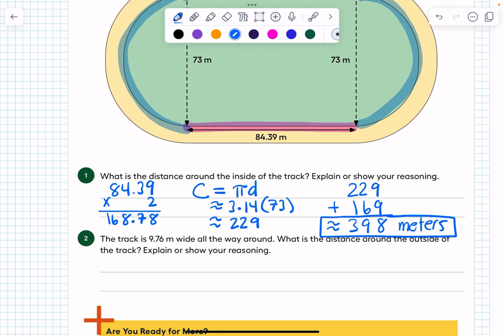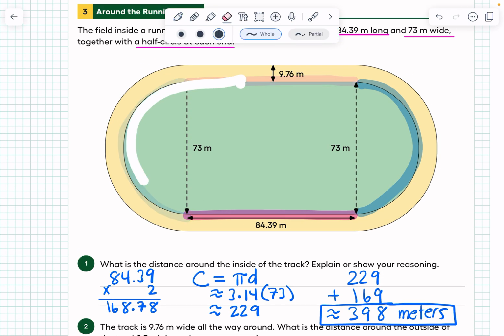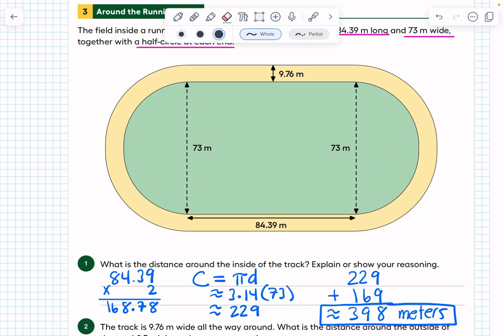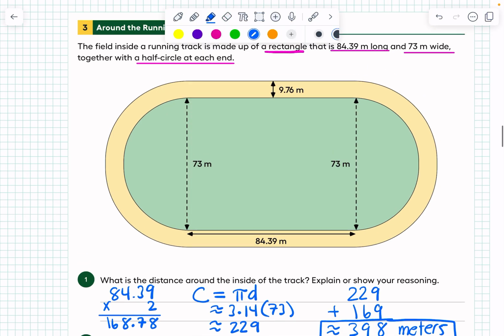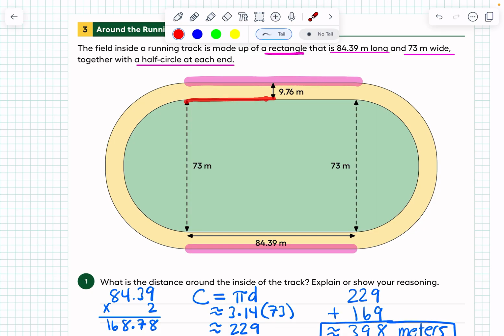Number 2, it says the track is 9.76 meters wide all the way around. What is the distance around the outside of the track? Explain or show your reasoning. Okay, so I'm going to get rid of this. So now what they want us to do is calculate the outside of the track. Well, these two pieces, do you agree, are the same as what we had earlier on the inside?